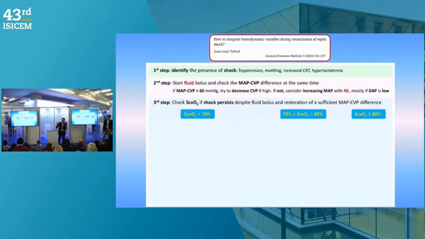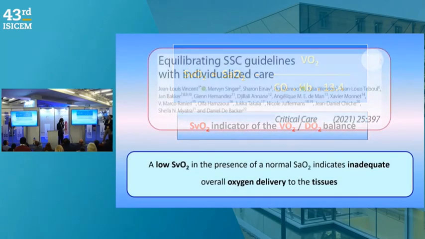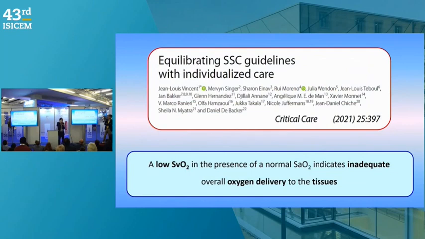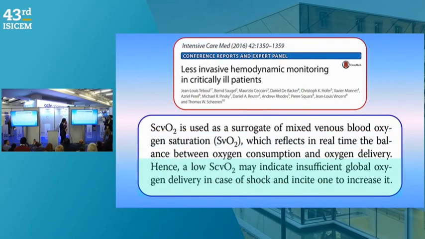So we have three possibilities. Either SCVO2 is low, I would mean less than 70%, or between 70 and 80, or higher than 80. If it is low, you know that you have something to do in terms of oxygen delivery increase. There is something to do, because it is inadequate. This is something we said with some colleagues from the Isicem. And this should incite you to increase oxygen delivery. Try, at least to try.